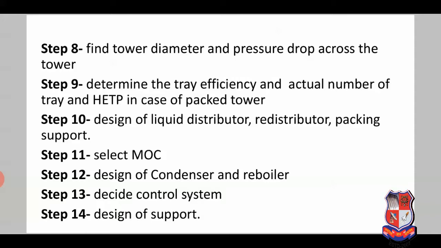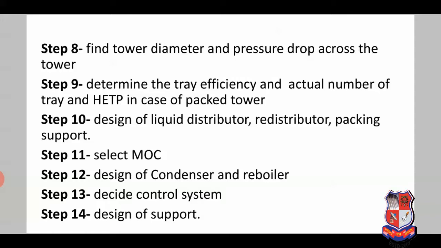So suppose you have used the McCabe-Thiele method and you have found that 10 theoretical plates are required for your desired separation. But if it is a tray tower, then it is 10 trays. Suppose it is a packed tower, then what will be the height of packing? That height of packing you can determine from the HETP, that is, height equivalent to theoretical plate.